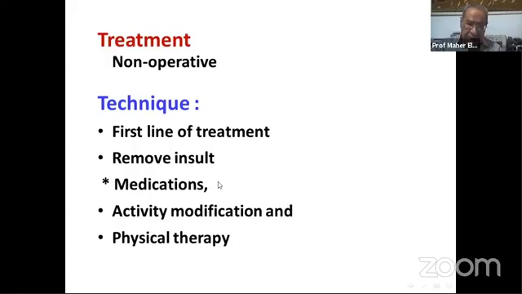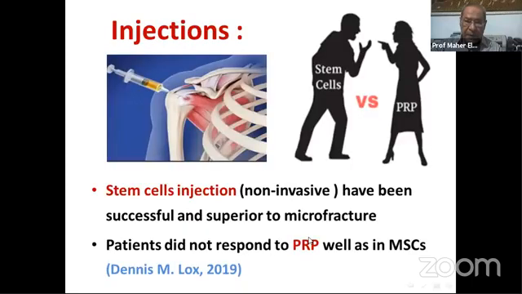Medications range from painkillers or non-steroidal anti-inflammatories, bisphosphonates, vasodilators, lipid-lowering agents, and even hyperbaric oxygen. Activity modification and physical therapy. What about injections? Stem cell injection has been successful and superior to microfracture. Patients did not respond to PRP as well as to mesenchymal stem cells.